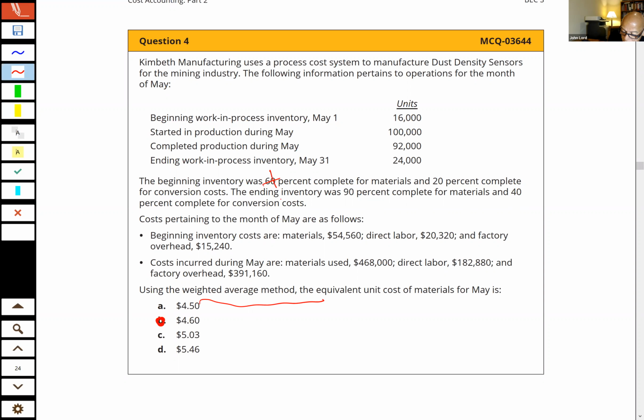Weighted average. This is a distractor as to what happened for the beginning inventory, right? Okay. Then they tell us the ending inventory was 90% complete for materials and 40% complete for conversion costs. Now that is going to be relevant. And then they give me the cost. Okay. So let's go ahead and figure out the equivalent units first.